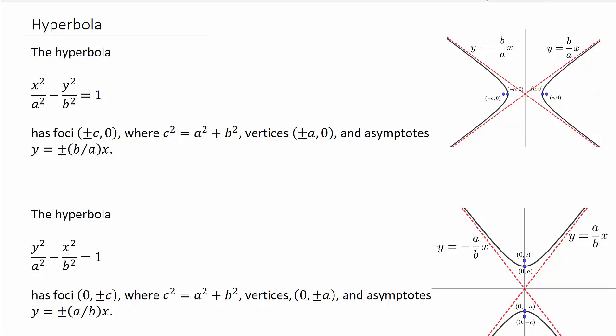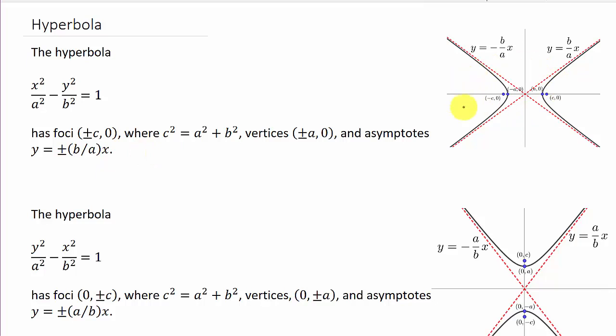All right, so to find the equation of a hyperbola, well, we've got all this stuff here. Let's just get started on the first part of it. Hyperbola is going to be in this form here, x squared over a squared minus y squared over b squared equals 1. The foci are at plus or minus c, where c squared is equal to a squared plus b squared. Vertices, plus or minus a, 0. And asymptotes, y equals plus or minus b over a times x.